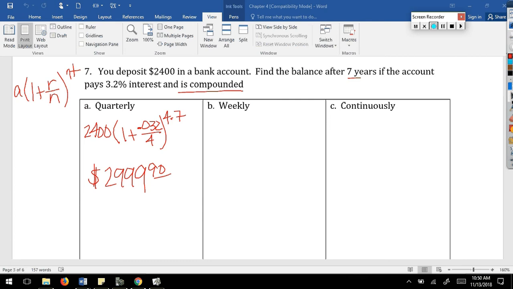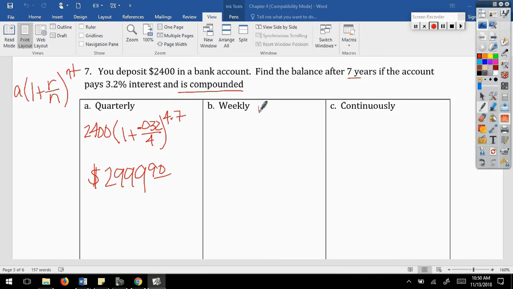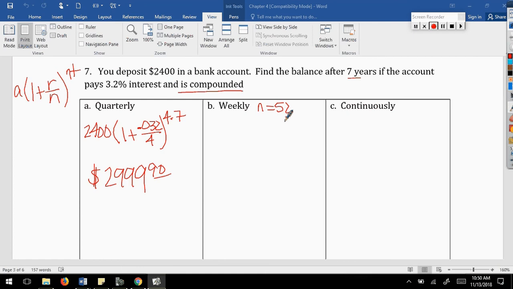Okay, so now when I do weekly, my n is going to change to 52. So same formula. The difference here is my n is no longer 4, but rather is 52. So 52 times 7. I've got the same equation. Let's see, 0.032 divided by 52 to the 52 times 7. I get $3,002.36.